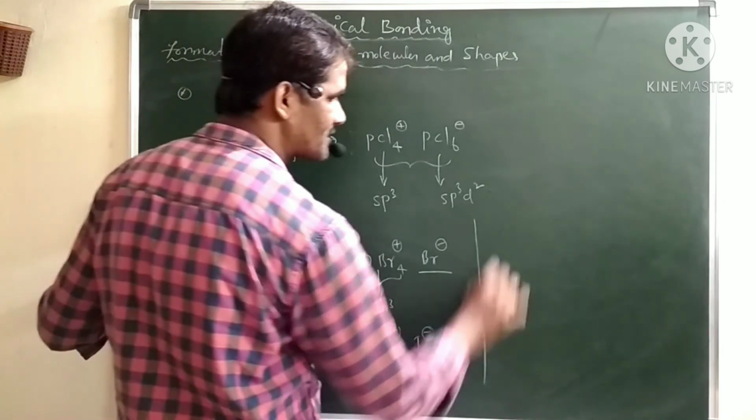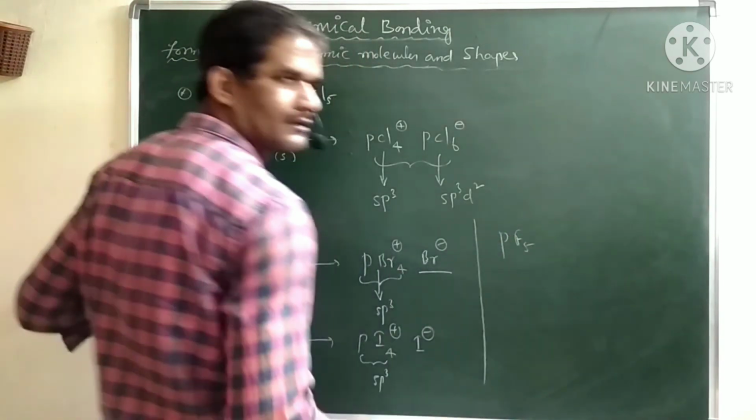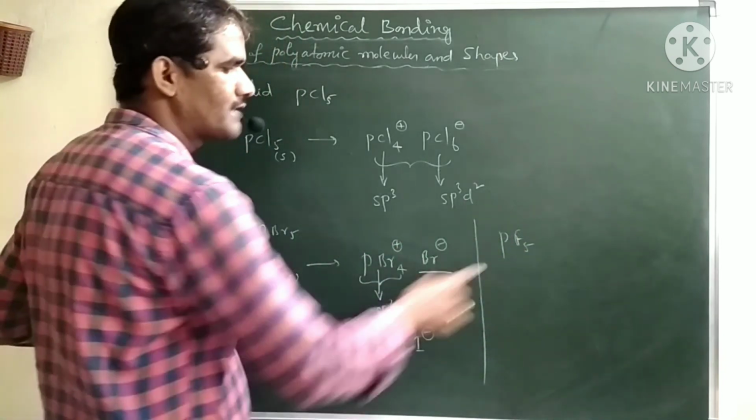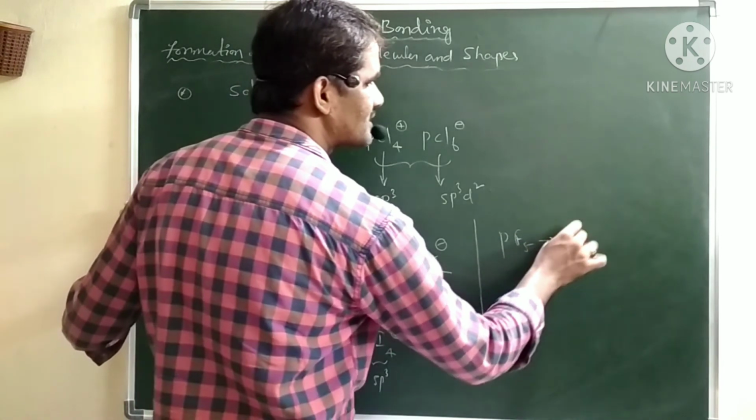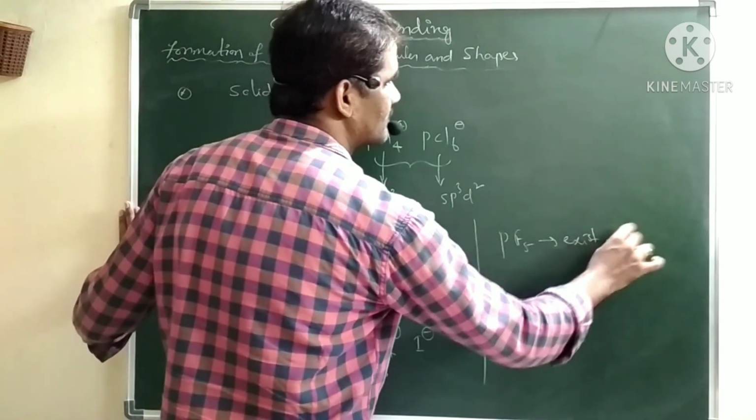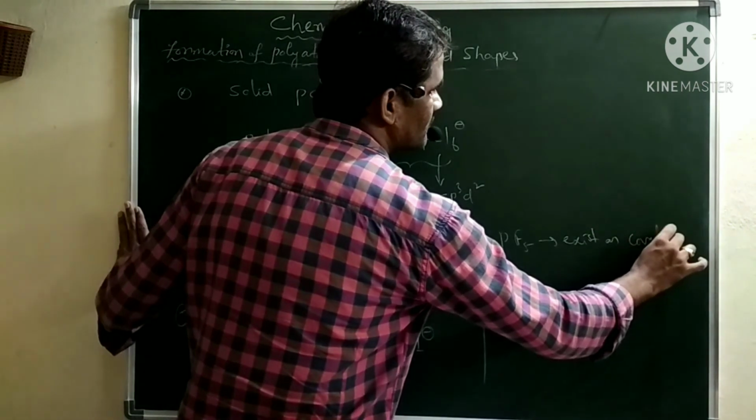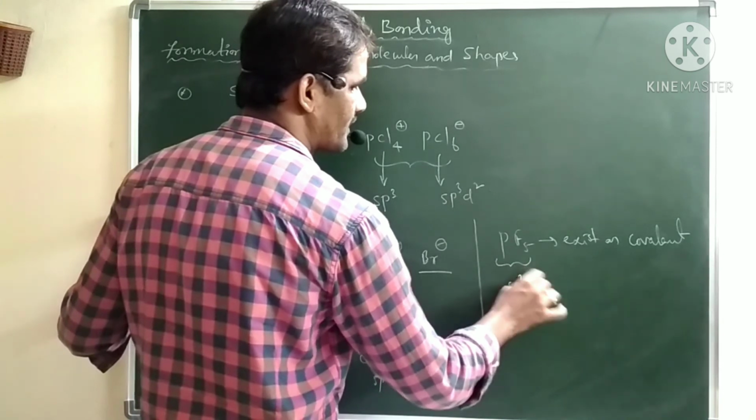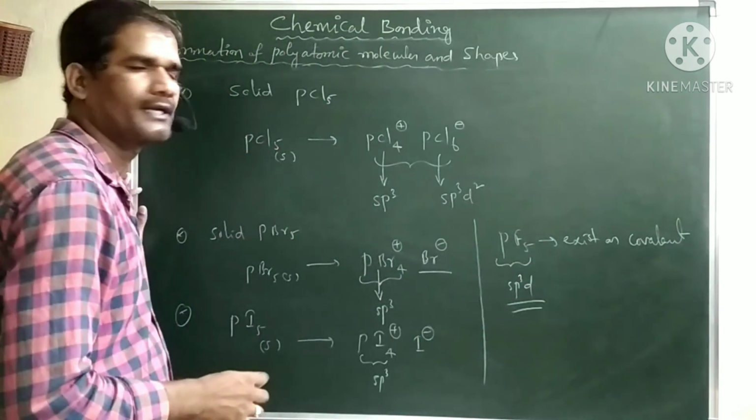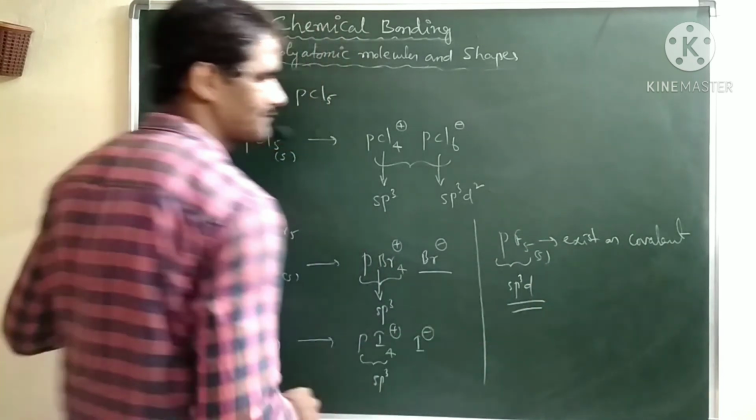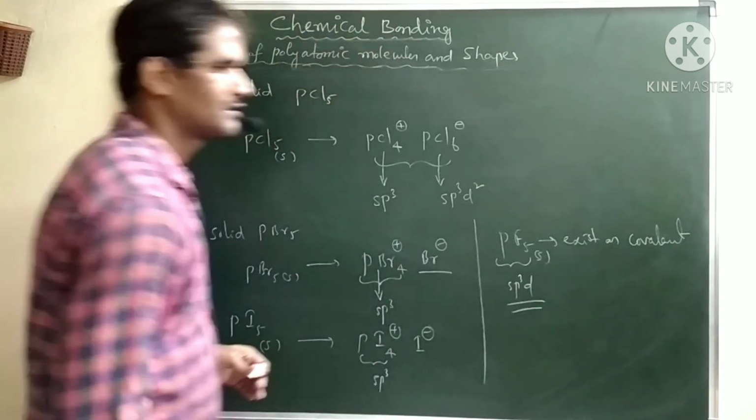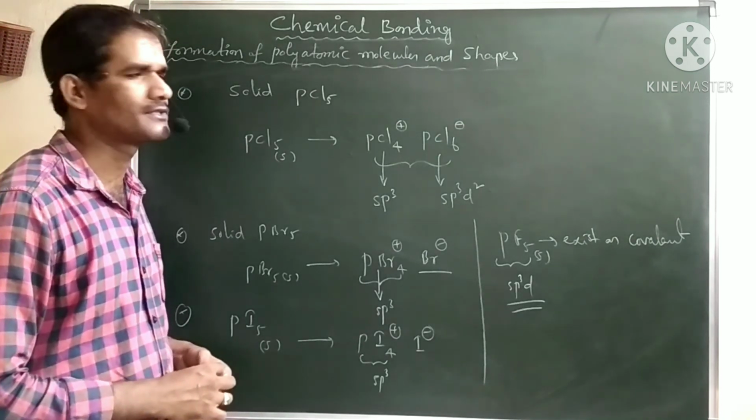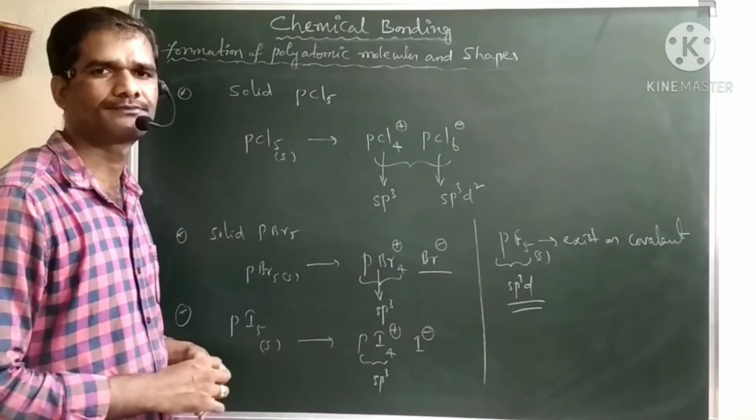But whereas phosphorus pentafluoride cannot exist as an ionic solid. Why? Because due to the smaller size of fluorine, it has a more covalent nature, so it exists as covalent only. So hence the hybridization of the phosphorus here is sp3d in solid PF5. So these are some various molecules, their hybridizations, geometries, and number of sigma and pi bonds involved in those molecules.